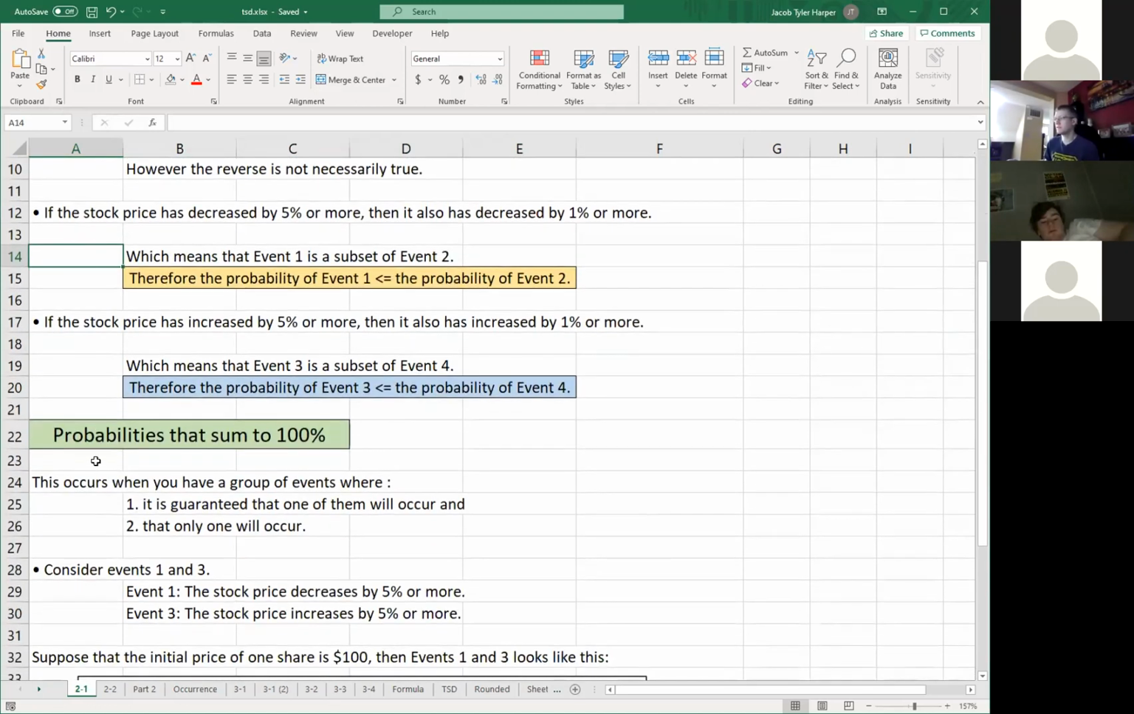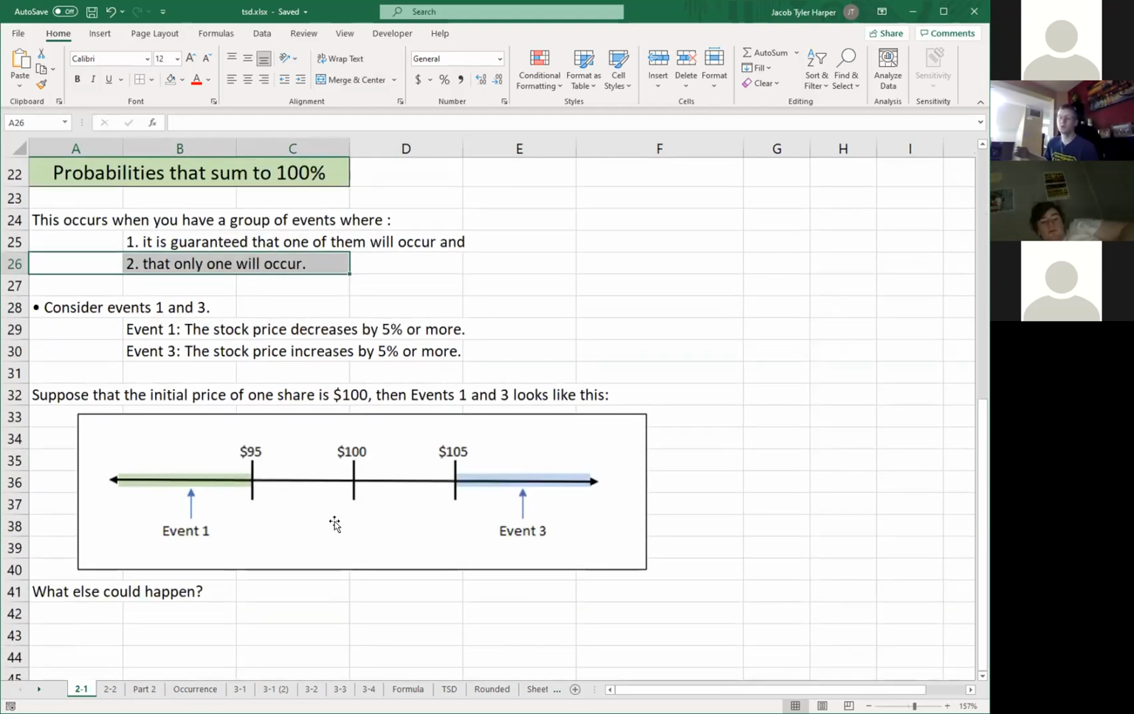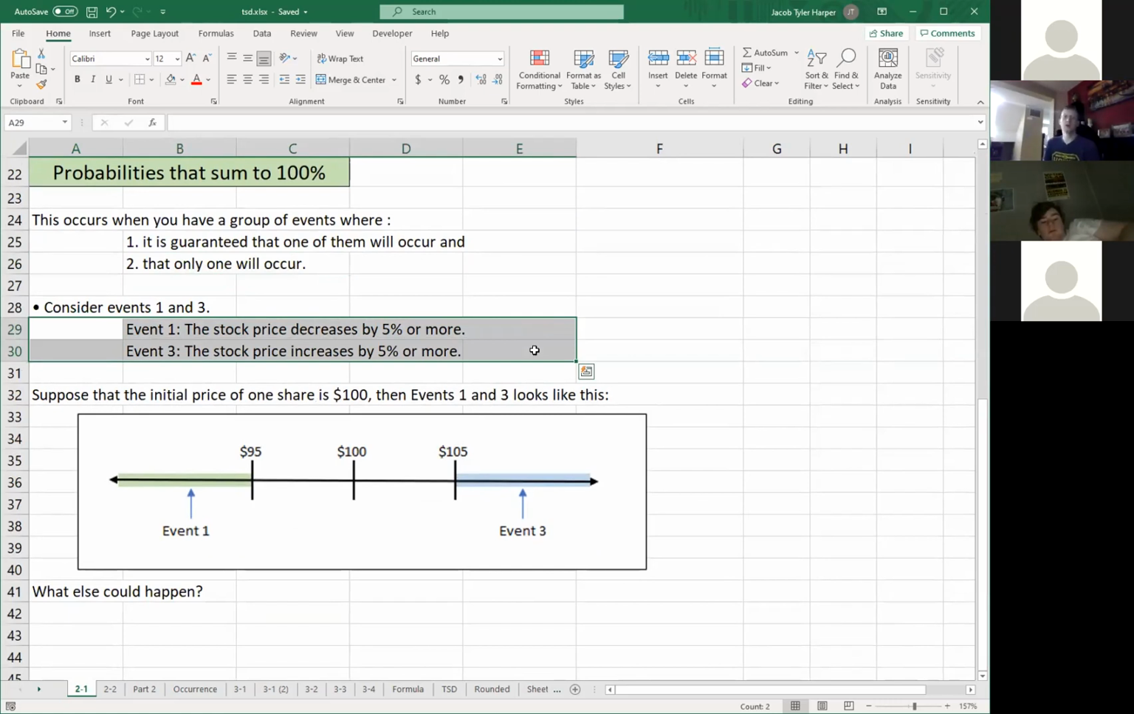Now, we also have this 100% rule, which says if you have a group of events where it's guaranteed one of them is going to occur and only one of them will occur, we can use this rule with these 2 events in the following way. So let's say the initial price of one share is $100. Well, the first event where the stock price decreases by 5% or more means the stock price lands somewhere over here. The 3rd event is that the stock price lands somewhere over here.